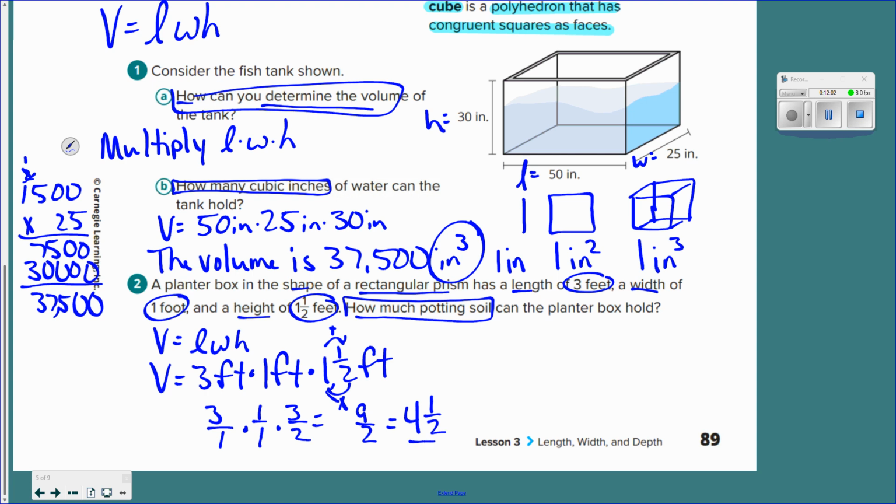4 and 1/2, or 4.5. What did I miss? 4.5 what? Cubed. Why? We're doing volume. Volume will always be cubed. Length times width times height, units are multiplied. Cubic feet of potting soil.